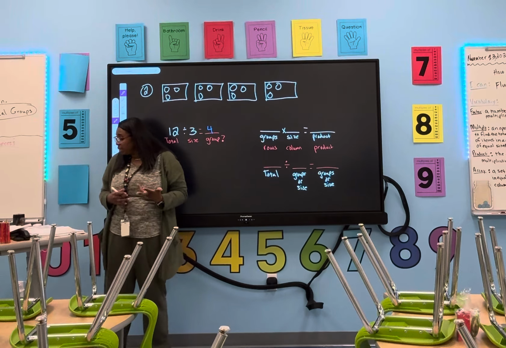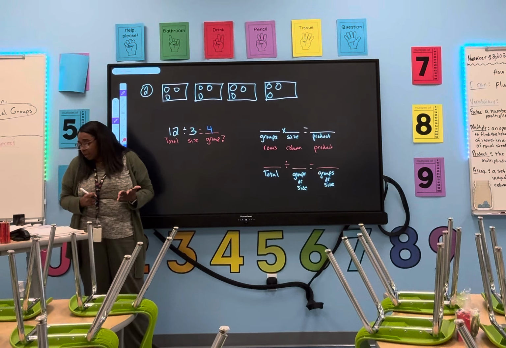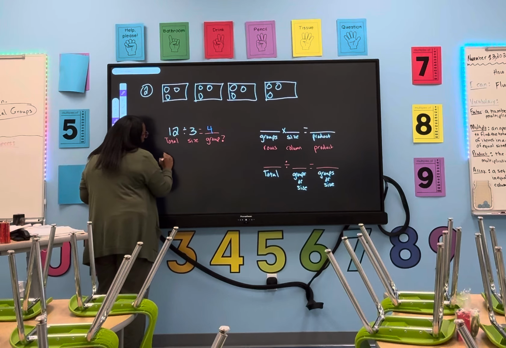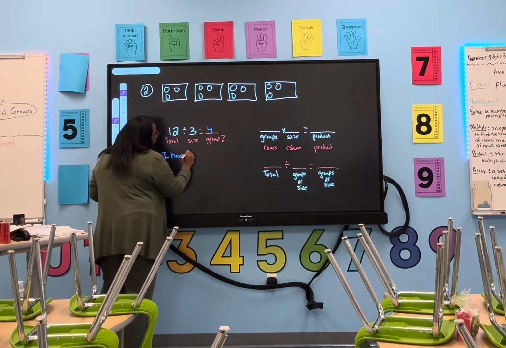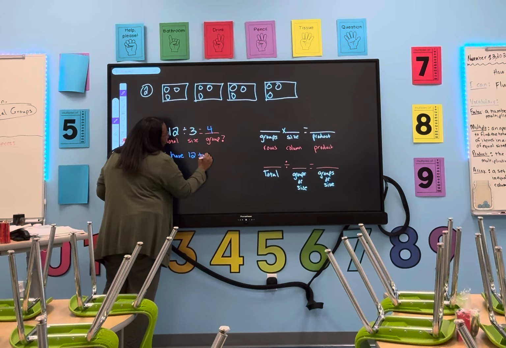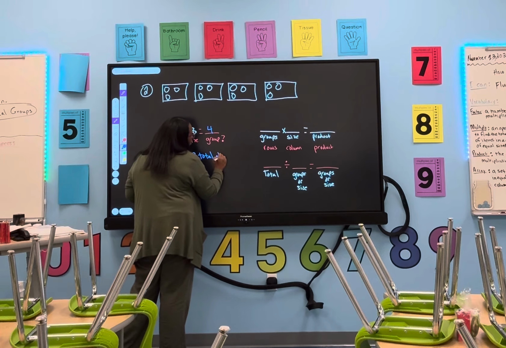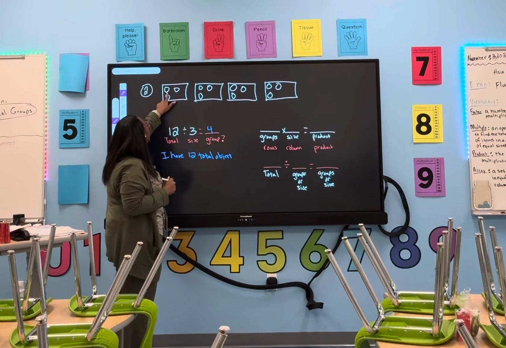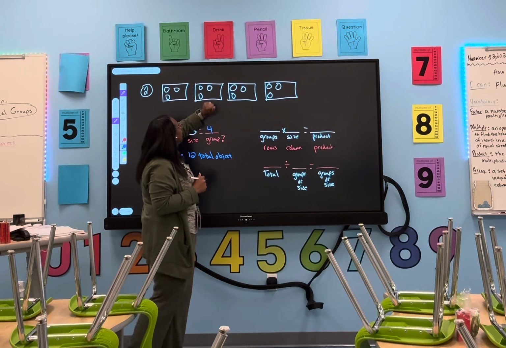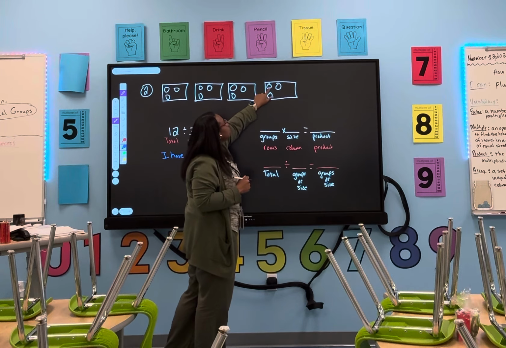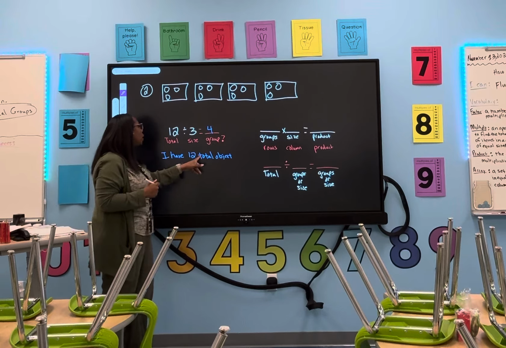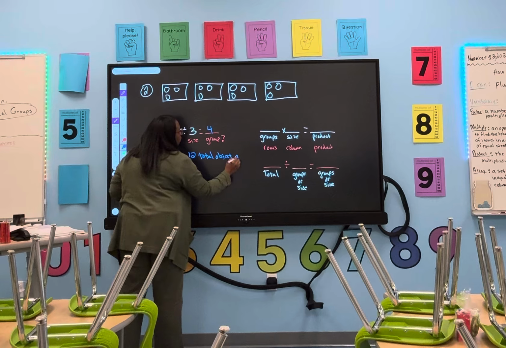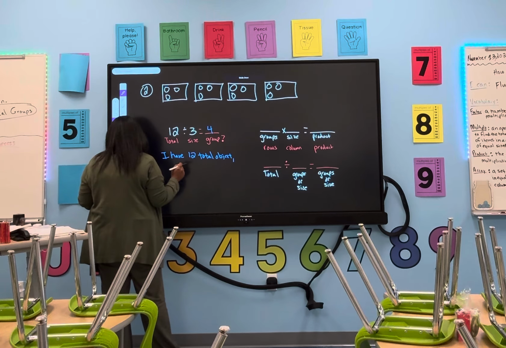So it asks me to explain how this diagram helps me solve. Well, it says I have 12 total objects, because remember, 12 is my total. How do I know? Count it all together. 1, 2, 3, 4, 5, 6, 7, 8, 9, 10, 11, 12. So that tells me I have 12 total objects, and I'm not going to put in 12 total objects.